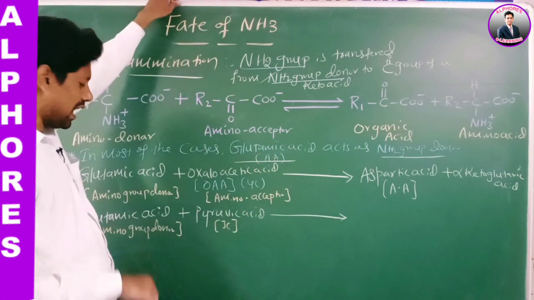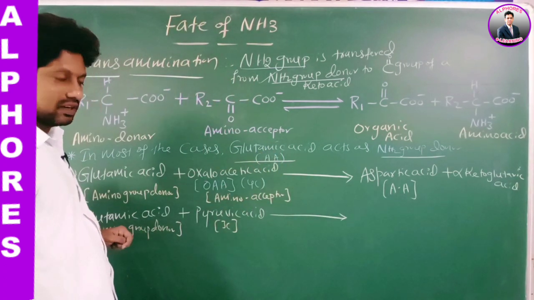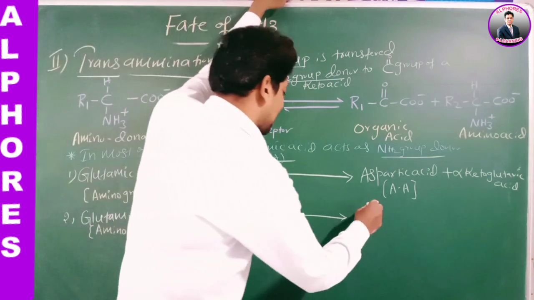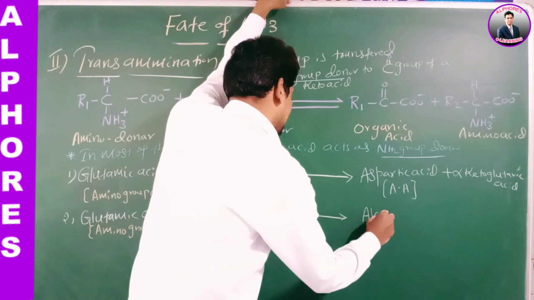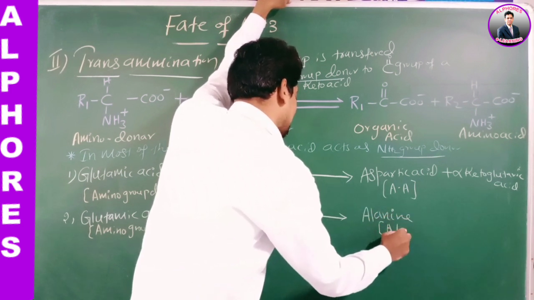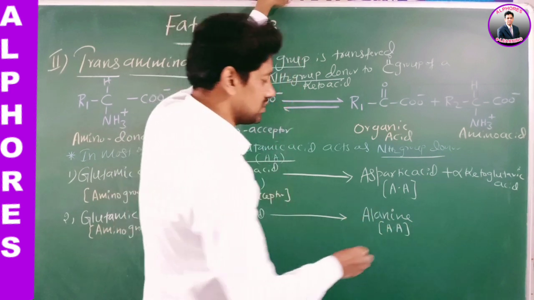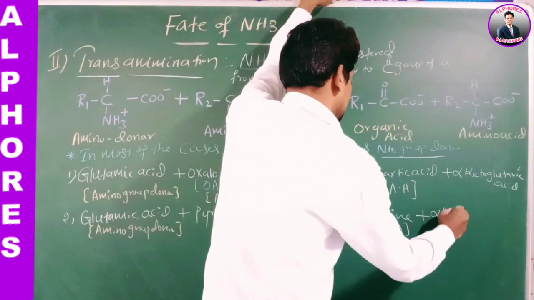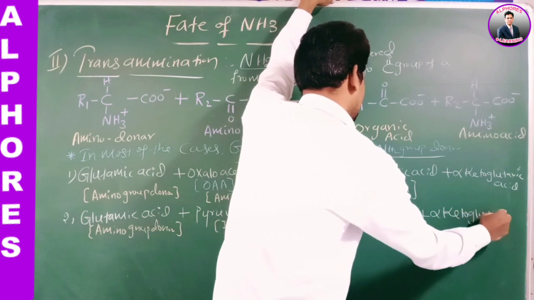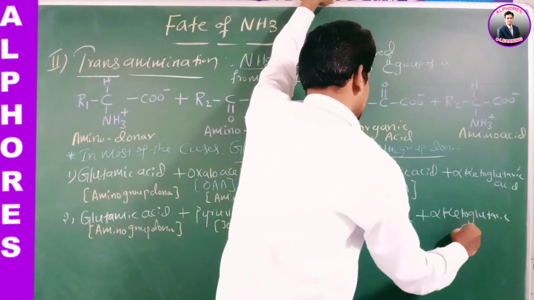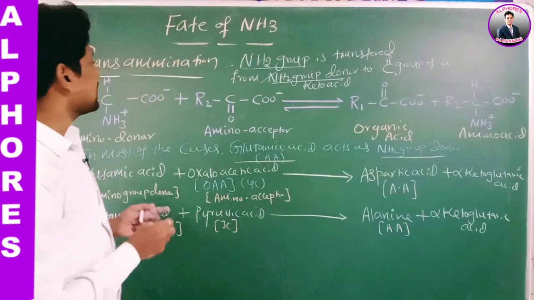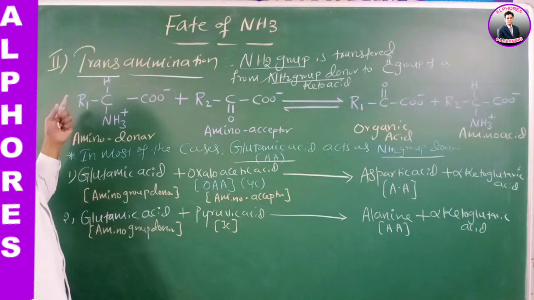Here, who is the amino group donor? Glutamic acid. Who is the amino group acceptor? Pyruvic acid. Then what is formed, sir? Alanine. Alanine amino acid is formed. Along with this alanine amino acid, we are going to get alpha ketoglutarate acid. Okay, sir, we are discussing which reactions, sir?